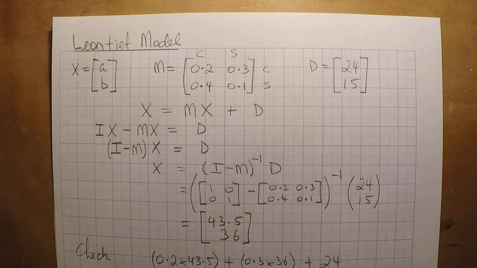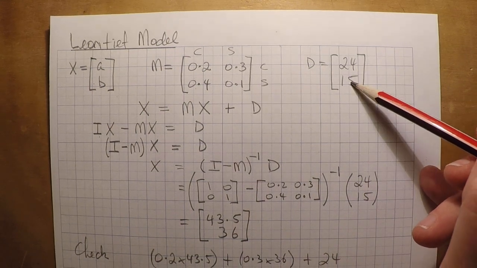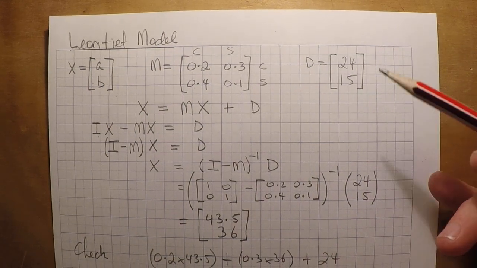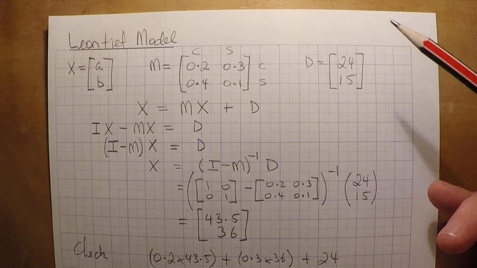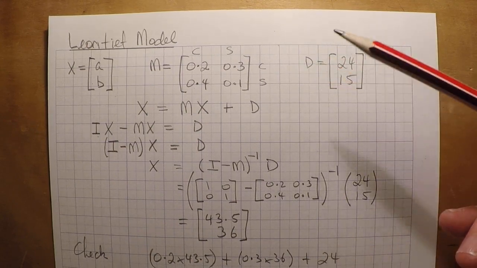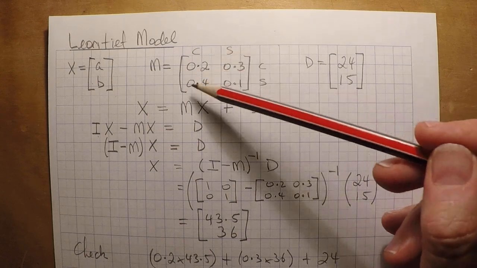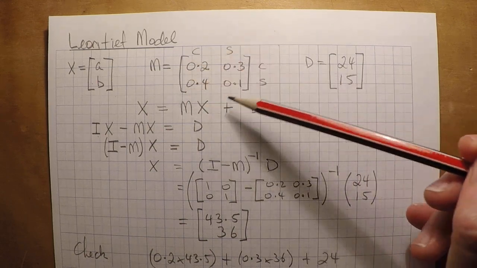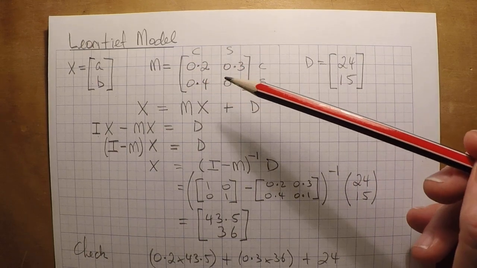Now, in the event that the demand matrix was 0, we'd have what's called a closed economy, and you would be finding the value of the production just to keep this industry going on its own.